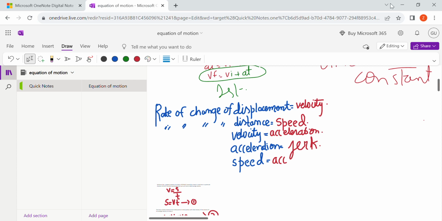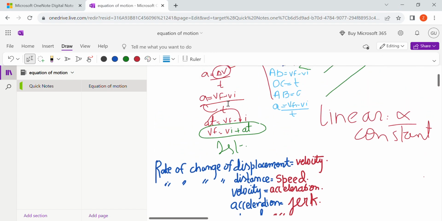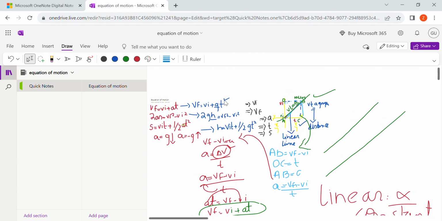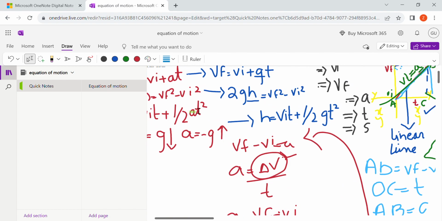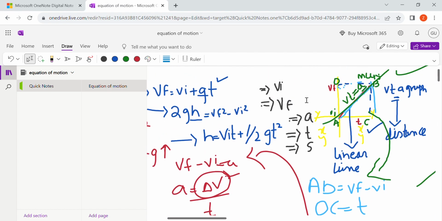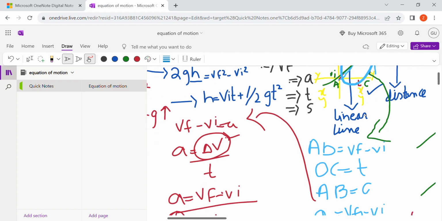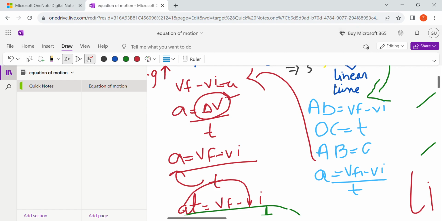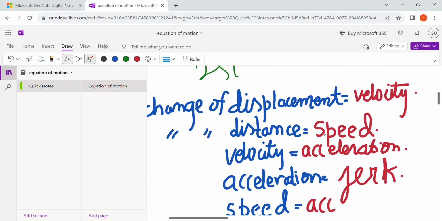Hello everyone, welcome back. For today's video, let me just tell you that in the previous video we have proved our first equation of motion, in which we have discussed some important MCQs as well. For example, the velocity time graph gives the value of acceleration, right? So if you want to see this, you can check it out.